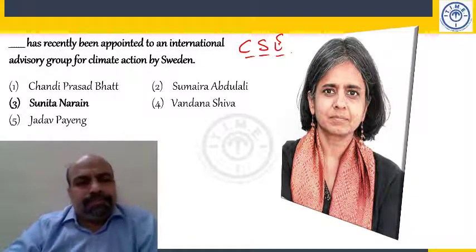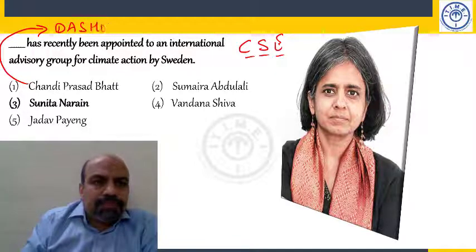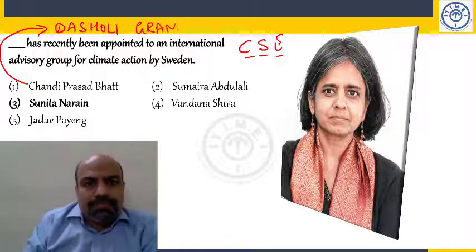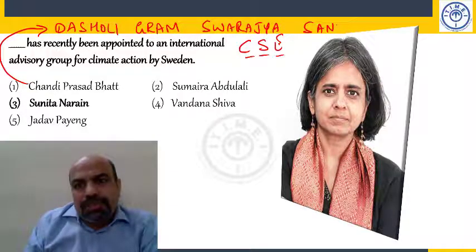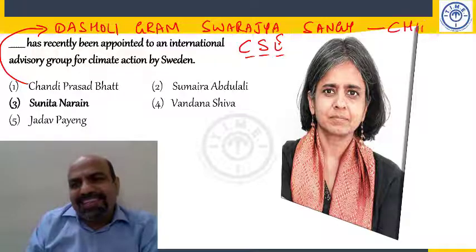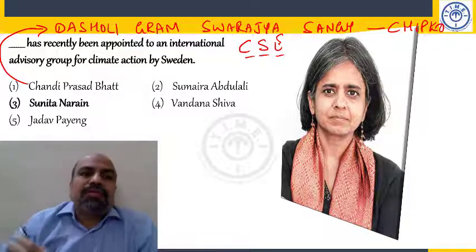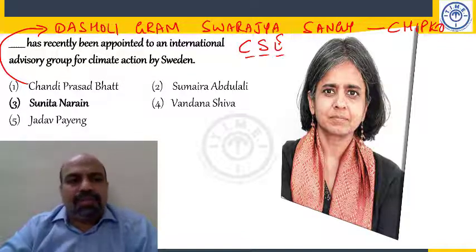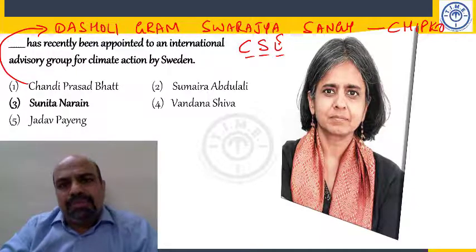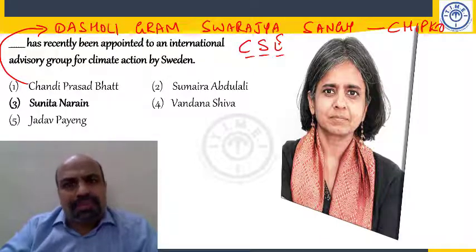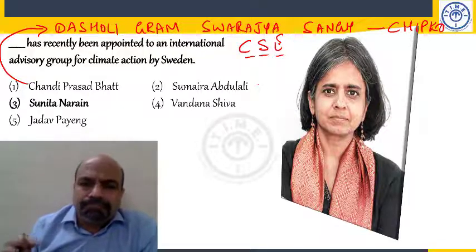Chandi Prasad Bhatt started Dasholi Gram Swaraj Sangh. This is the parent organization of the Chipko movement, the Chipko movement of Sundarlal Bahuguna and his wife. He has won every award. In fact, I think he has won the highest award in India. He has won the Gandhi Peace Prize, 2013. He's 86 years old, still going strong.